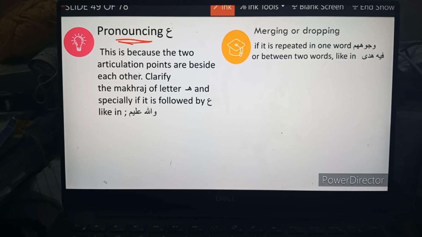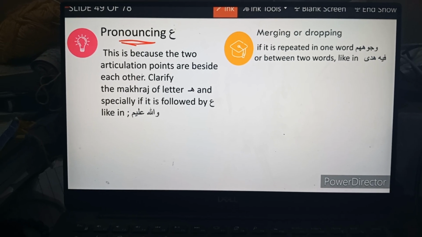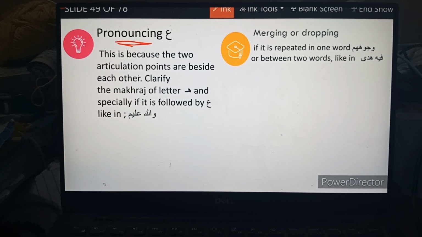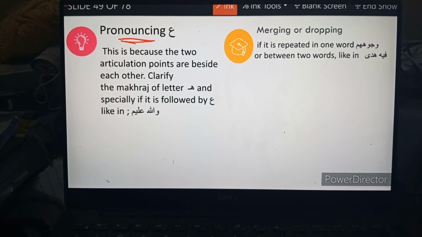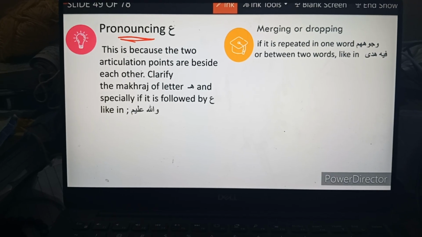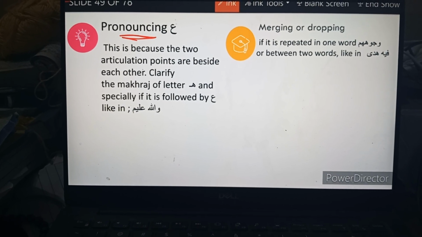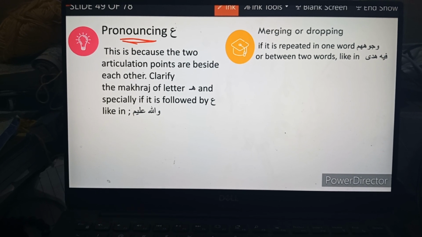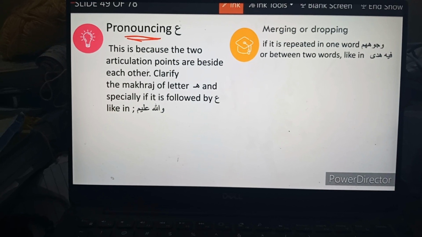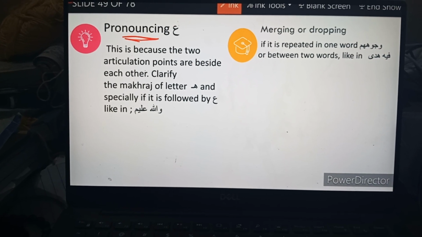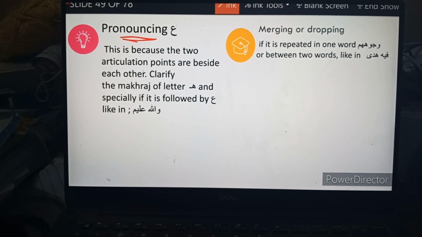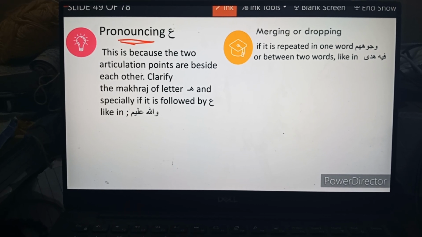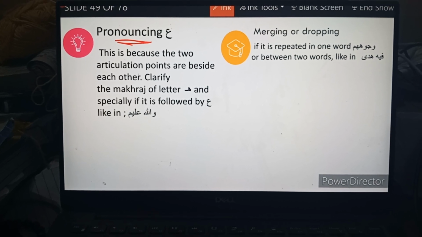So let's stop here, then probably in the next lesson we will continue this way. We finished the articulation points of ha and hamza. Inshallah, in the next lesson we are going to start the new articulation points that are responsible for producing ain and ha.